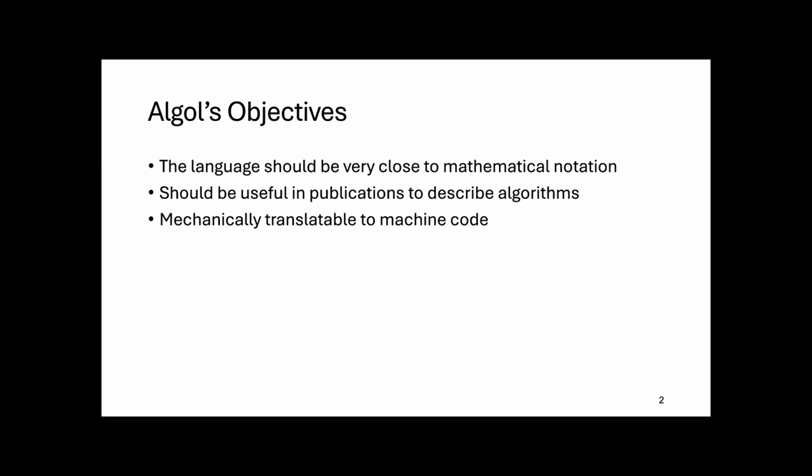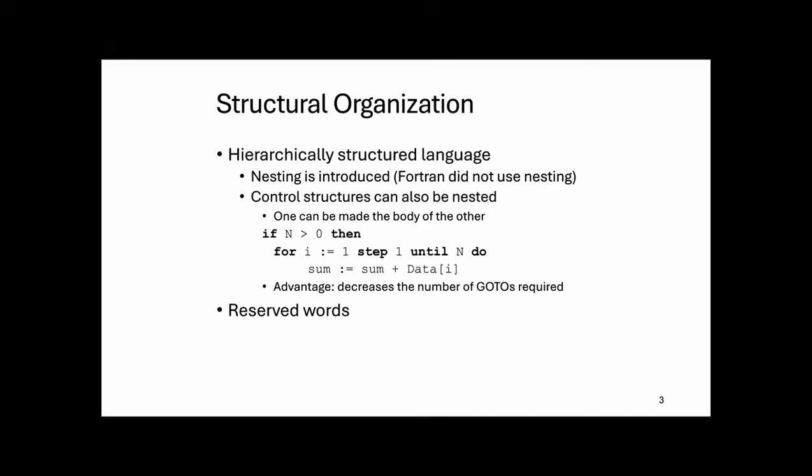So to quickly recap the objectives of Algol when it was first developed, they wanted to develop a language that would be very close to mathematical notation, which was very similar to what Fortran was at the beginning. And it should be useful in publication to describe algorithms, so it should be easy to describe algorithms when you publish and you read it in a paper. And it should be mechanically translatable to machine code as well. So these are the main objectives of Algol. I'm just reiterating them here in order for us to remember the goal of Algol, and you can go back to the history video to understand those objectives in more detail.